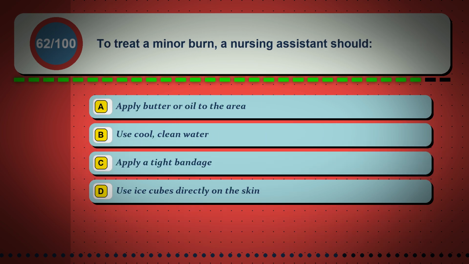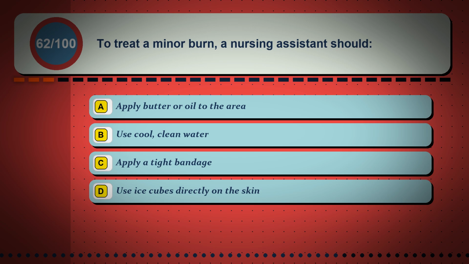Question 62. To treat a minor burn, a nursing assistant should: Option A. Apply butter or oil to the area. Option B. Use cool, clean water. Option C. Apply a tight bandage. Option D. Use ice cubes directly on the skin.